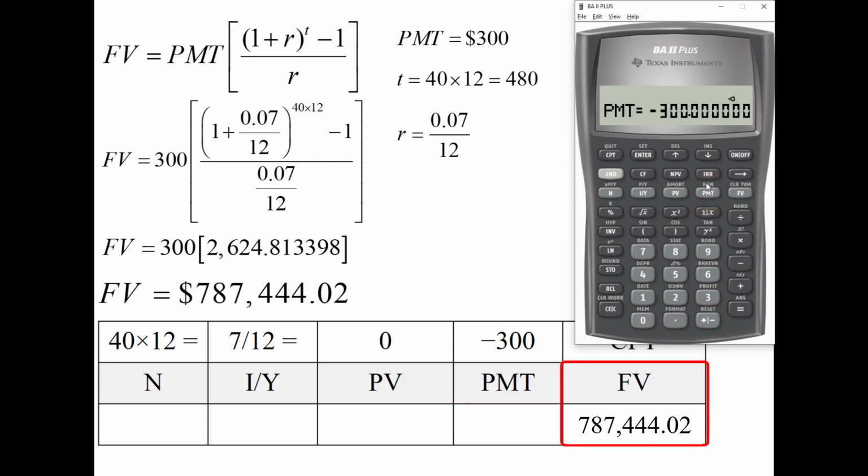And then we want to calculate our future value or how much we're going to have at retirement. So I'll hit CPT and FV. And in this case, we'll have $787,444 at retirement. If we assume that we save $300 every month for 40 years, earning 7% per year with monthly compounding.